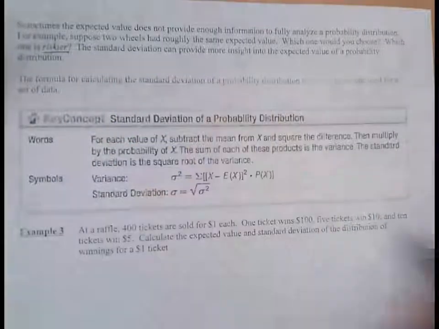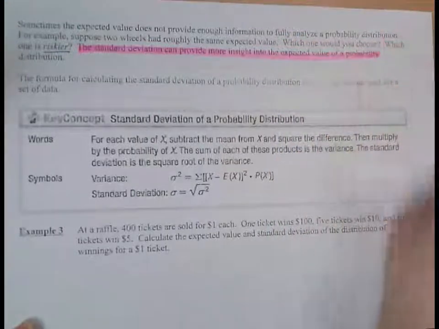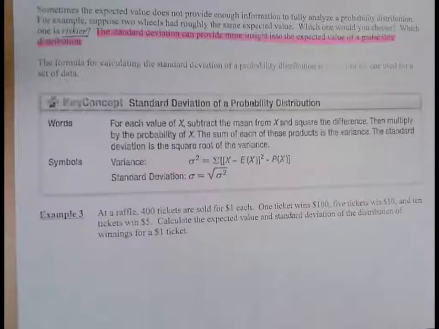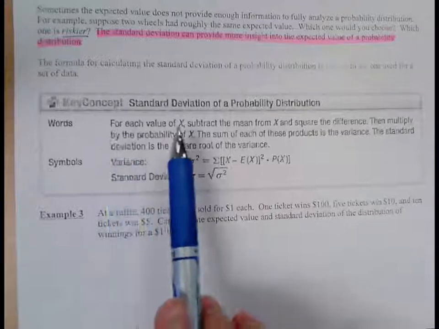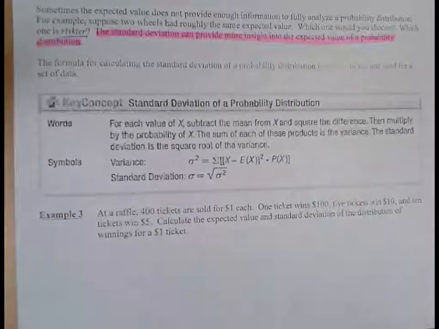So this is where you can actually find the standard deviation to help out to make comparisons. The standard deviation can provide more insight into the expected value of a probability distribution. So it does give the formula for calculating the standard deviation in this box, and it is a similar calculation as the one that you had on your quiz, the one we went through with just regular standard deviation. So you first have to calculate the variance. So it says in words, for each value of x, you subtract the mean from x and you square the difference. So for every value, subtract the mean or the expected value and square it.